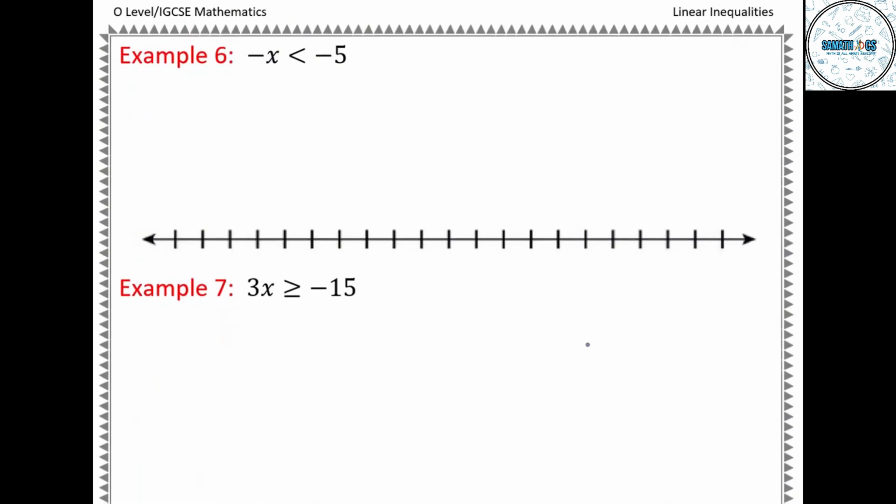Let's do another example. Minus x is less than minus 5. So what we have to do, we have to make x positive. So we will multiply both sides by negative 1. When we multiply this side by negative 1 and this side by negative 1, the sign of inequality will be changed. This will become greater. So now minus 1 multiplied by minus x will become x and this will become 5. So we have x is greater than 5.